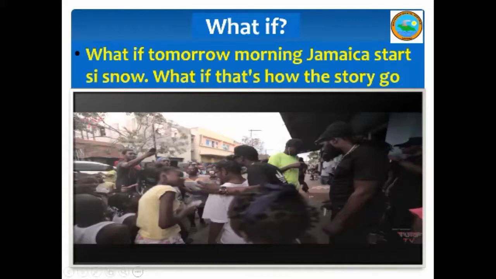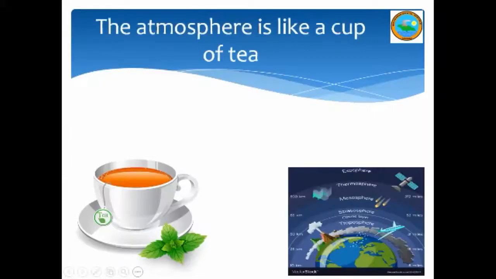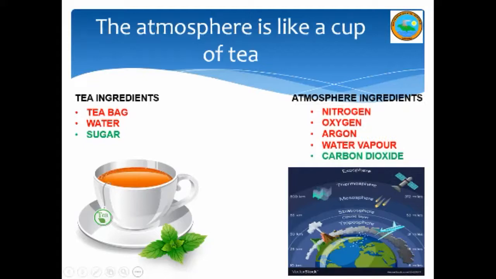Not to say that Jamaica will actually have snow, but it's to say that our climate will move from one extreme to another, right? And this is what is actually happening with the climate. So let me use this scenario to describe what is happening to the climate by using a cup of tea, and look at how the atmosphere and the cup of tea are so similar, right?